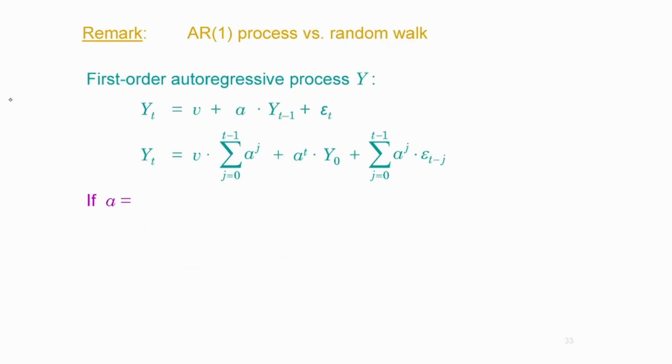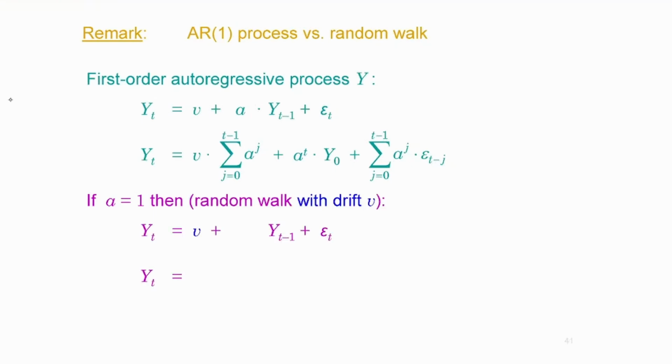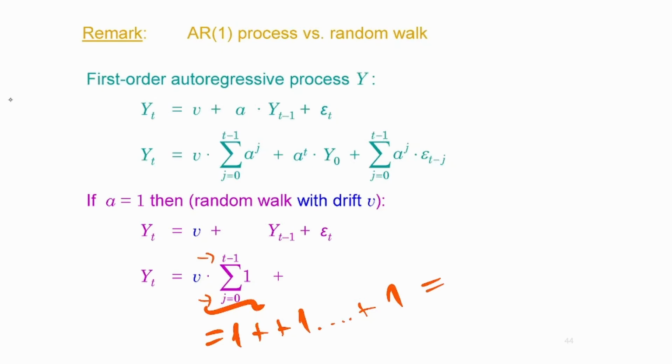How would you get that? If A is equal to 1, then there is a representation for the random walk. Of course, you would simply replace A by 1, which yields this process. Okay, it's not difficult to see that. After that, you have the constant times the sum of these ones, which is 1 plus 1 plus and so on plus 1. And the question is how many times? You start from 0 and you end at t minus 1, so you have t somewhere in between. So this expression is simply equal to t.